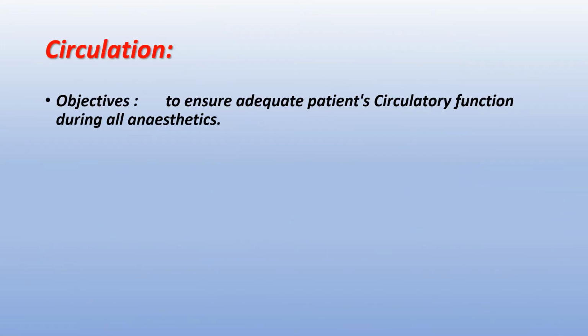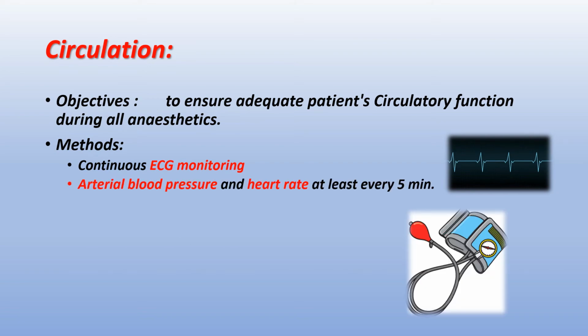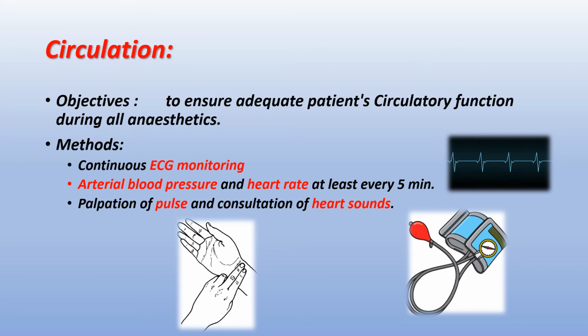Circulation. The objective is to ensure adequate patient circulatory function during all anesthesia. Methods: continuous ECG monitoring. The ECG is a good indication of the rate and rhythm of the heart. Arterial blood pressure and heart rate at least every 5 minutes. Palpation of pulse and auscultation of heart sounds.